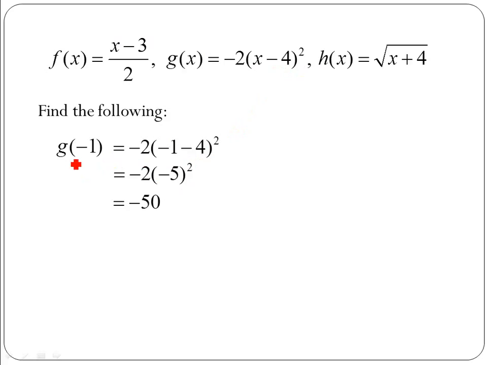So it tells me which function to use. And that's the advantage of function notation. It tells you which one you're supposed to use. If this is written as y equals, and that was written as y equals, and h was written as y equals, I wouldn't know which one to plug into.